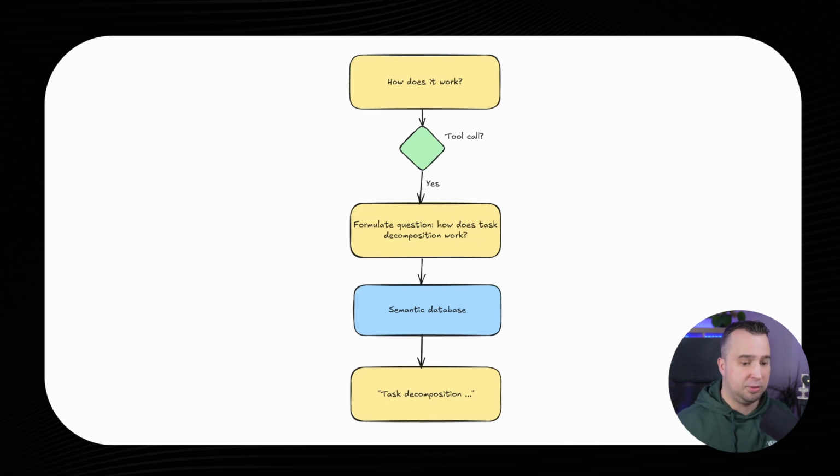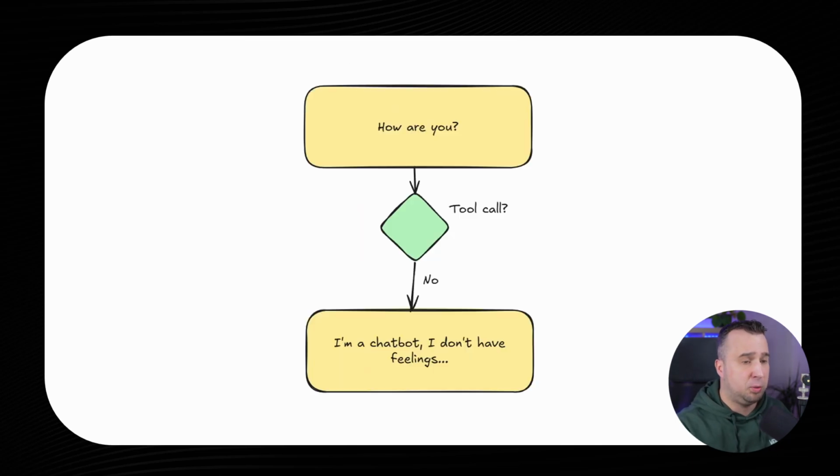Another fundamental difference between naive RAG and agentic RAG is that agentic RAG can actually choose whether it wants to execute a tool call. So if you just ask the chatbot, how are you? The agentic RAG can choose not to make a tool call, and it can just respond with something like, I'm a chatbot, I don't have feelings, and so on. And you can imagine that this can improve the performance of the chatbot.